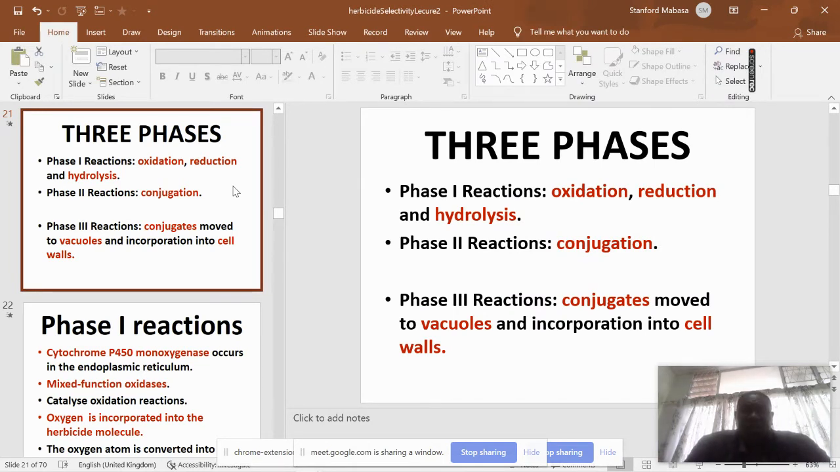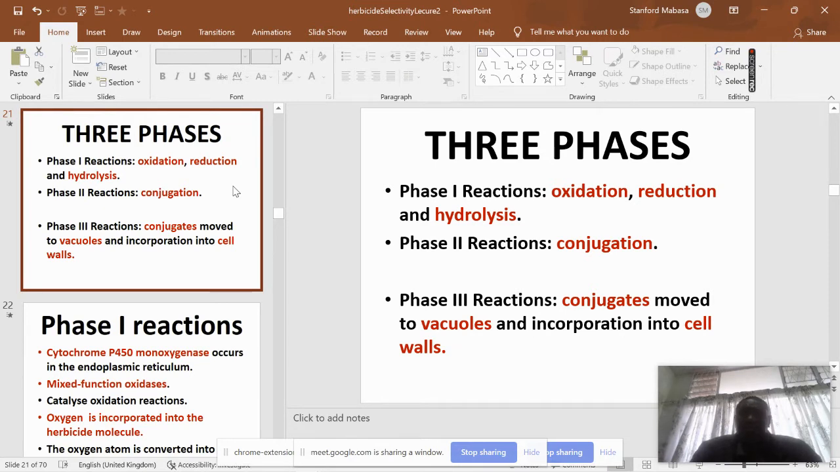The phase one reactions consist of oxidation, reduction, and hydrolysis. And these are actually catalyzed by cytochrome P450 monooxygenase. Then we've got phase two reactions, which are conjugation reactions.